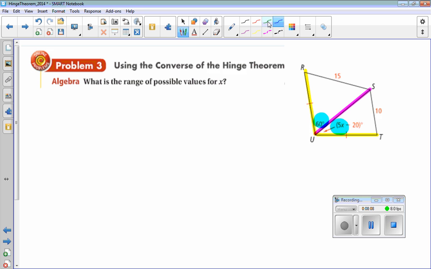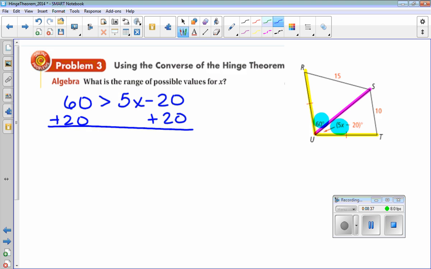So let's write an inequality about that. Okay? Let's say that 60 must be greater than 5x minus 20. Okay? Do we agree with that statement? We know that to be true. One angle is bigger than the other. Okay. So let's just solve it algebraically. Let's see if we remember solving inequalities. What would I do? Add 20. Good. And then divide by 5.